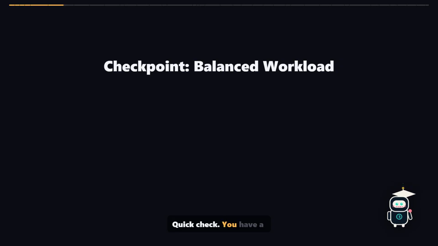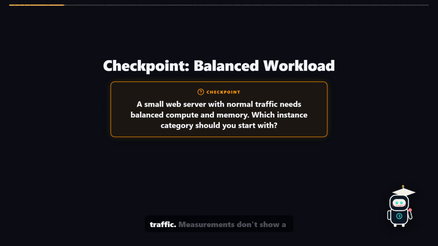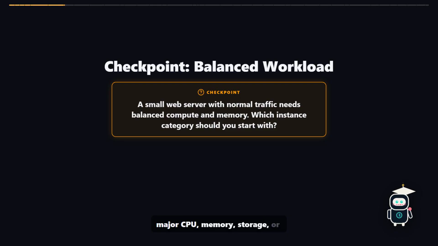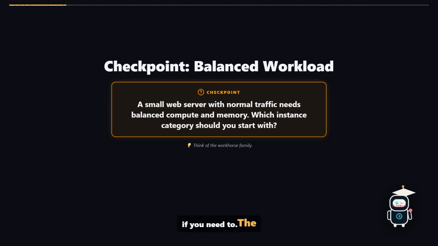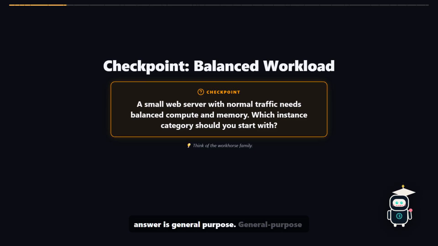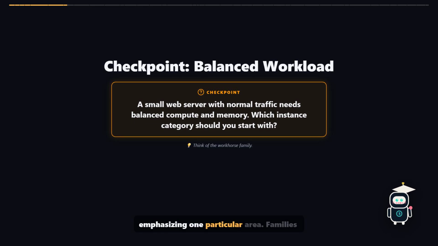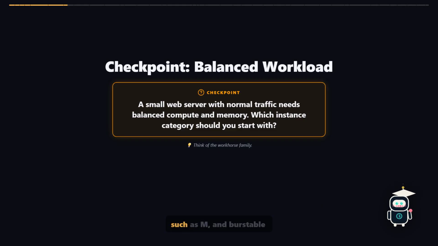Quick check. You have a small web application with normal traffic. Measurements don't show a major CPU, memory, storage, or accelerator requirement. Which EC2 category would be a reasonable place to start your investigation? Pause if you need to. The answer is general purpose. General purpose instances balance resources instead of emphasizing one particular area. Families such as M and burstable T instances, where the CPU pattern fits the burstable model, may be candidates to evaluate.